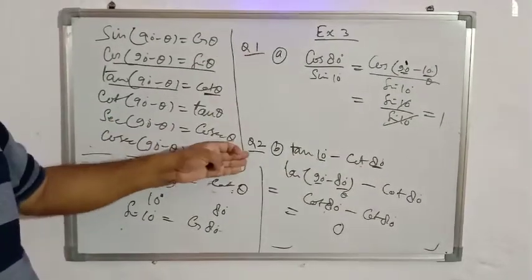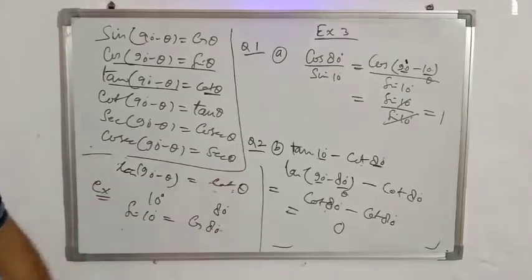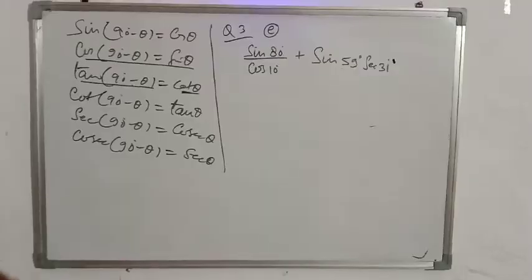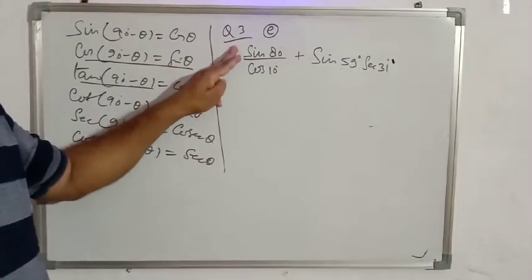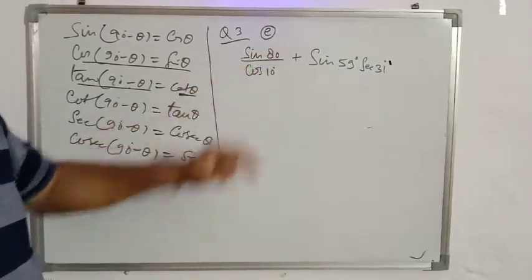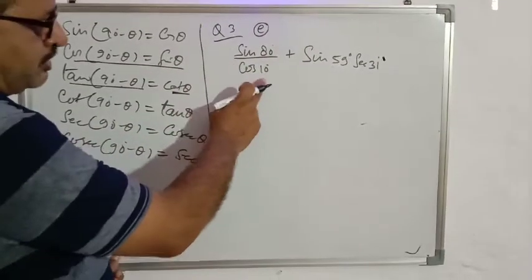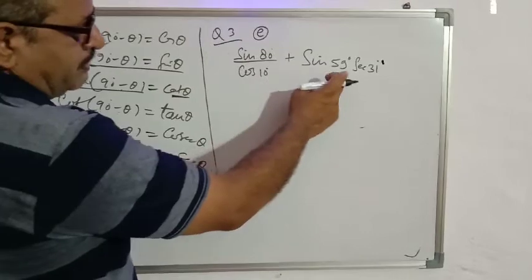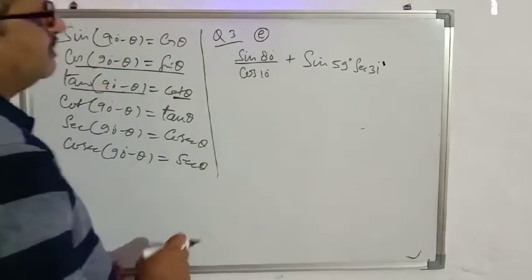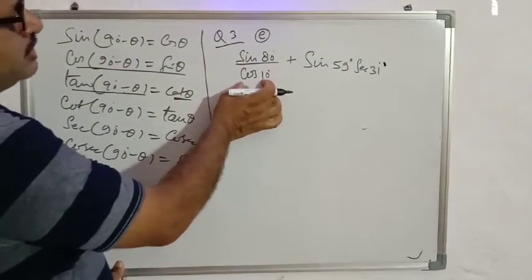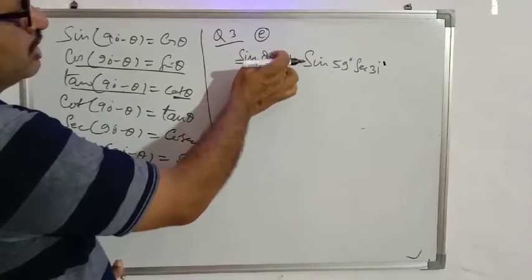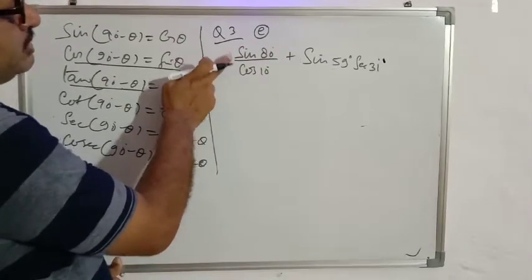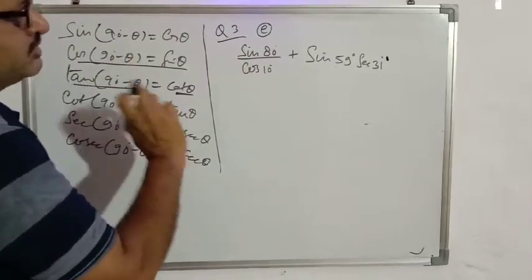So I have taken here two questions. Now we will discuss some more questions. See question number 3, E part: sin 80 upon cos 10 plus sin 59 into sec 31. We see that in the first term, 10 and 80 are both complementary, so we will change one of them, either sin or cos.